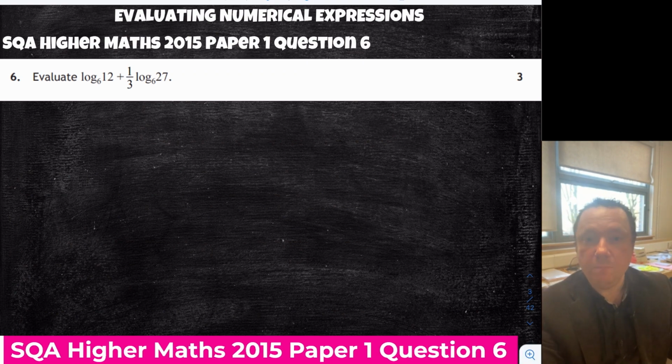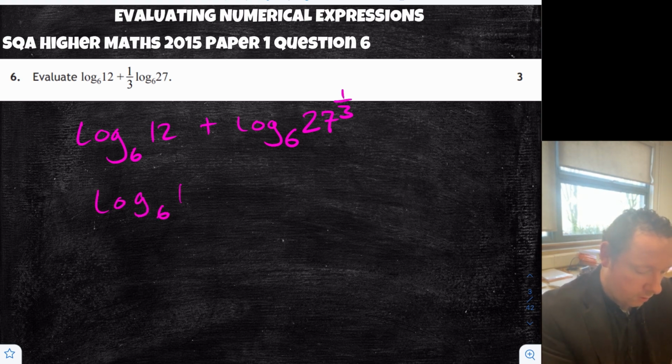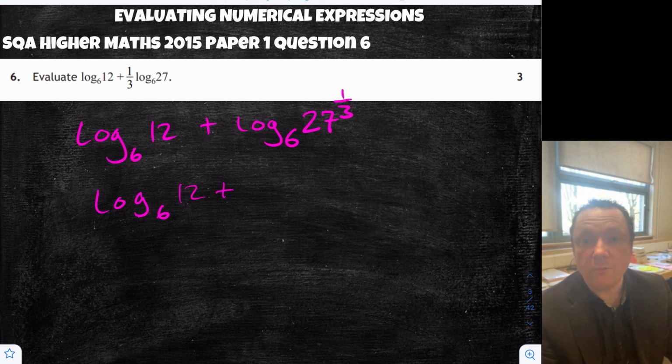SQA Higher Maths 2015, paper 1, question 6. Evaluate log 6 12 plus a third of log 6 27. So I'll keep the log 6 12 to start with, but then I'll write that as plus log 6 of 27 to the power of 1/3, because we can take that up. So that's log 6 12 plus 27 to the power of 1/3, which is the cube root of 27, which is 3.